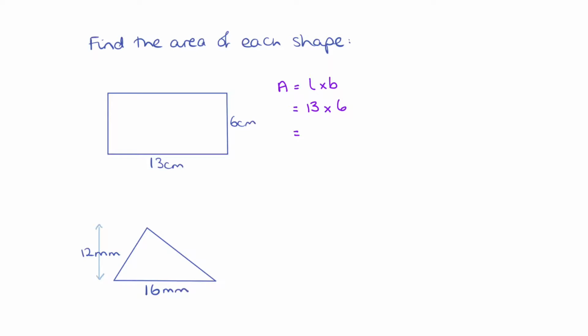So we can just do a chimney sum if you want, or do it in your head, I don't mind. So 3 6s are 18, 1 6 is 6, add the 1 makes 7. So 13 6s are 78. Our lengths were in centimetres, so our area must be square centimetres. Okay, the next one.